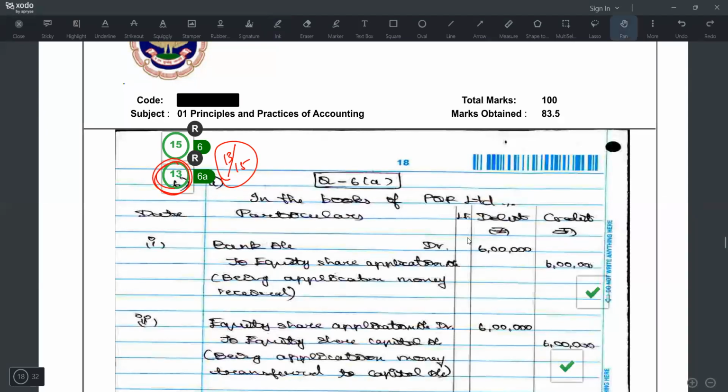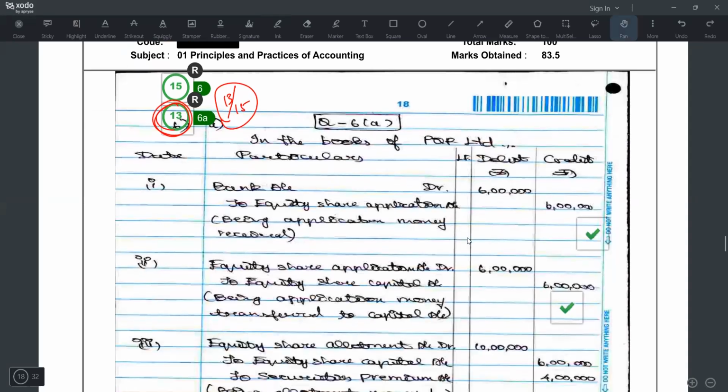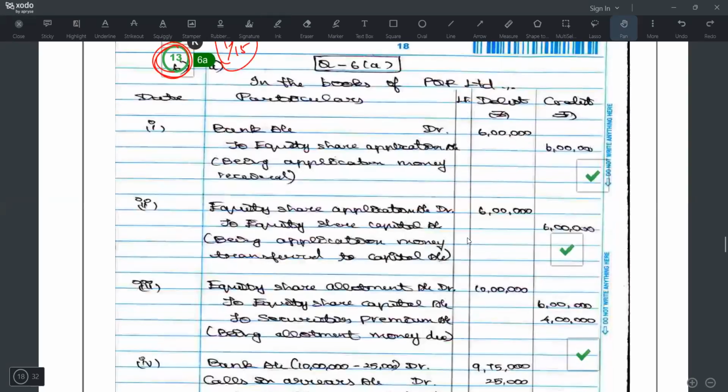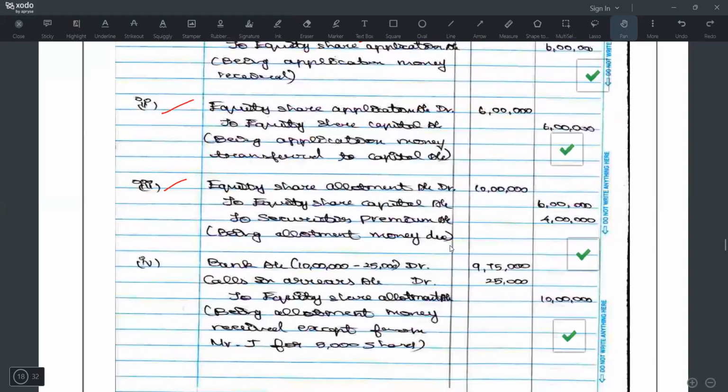Okay. First, what I tell my students is to focus more on the conceptual part. Focusing on theory should be at last. Always I will tell this. Okay. Date, particulars, LF, debit, credit. Each and every journal entry is properly executed. Okay. Being application money is received, narration should be there.